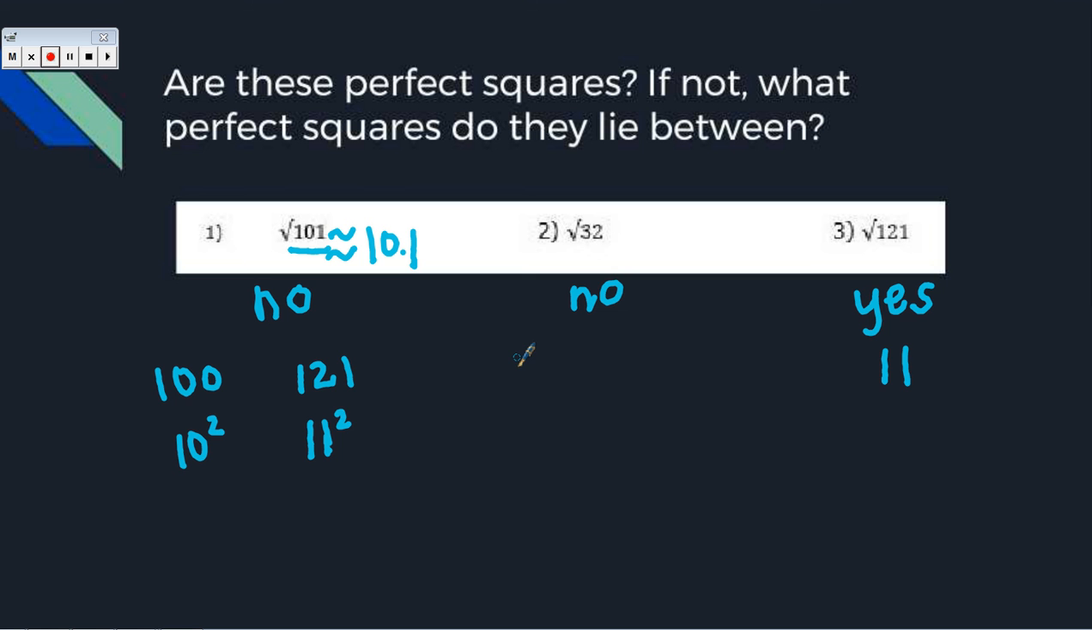The numbers that surround it from our perfect squares list are going to be 25, which is 5 squared, and then the next one above that would be 6 squared, which is 36. Now 32 is kind of close to being in the middle of these two, might be a little bit closer to 36 here. So if we were going to estimate this, we could probably say about 5.6 maybe.